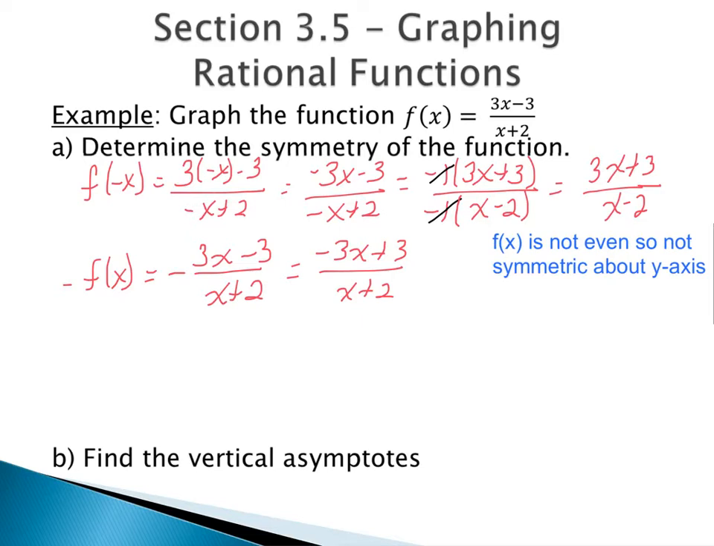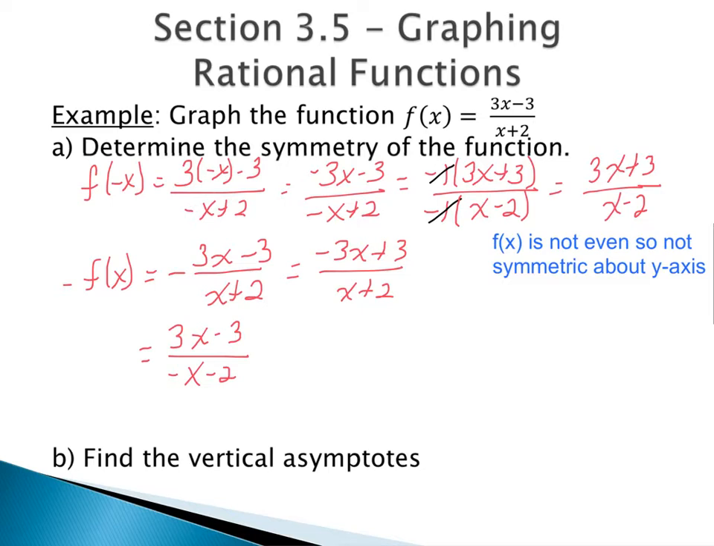The other option would have been if I distributed the negative to the denominator. So the numerator would stay 3x minus 3, but the denominator would become negative x minus 2. Comparing this form, I would again see negative f of x, so 3x minus 3 over negative x minus 2, equal to f of negative x, 3x plus 3 over x minus 2.